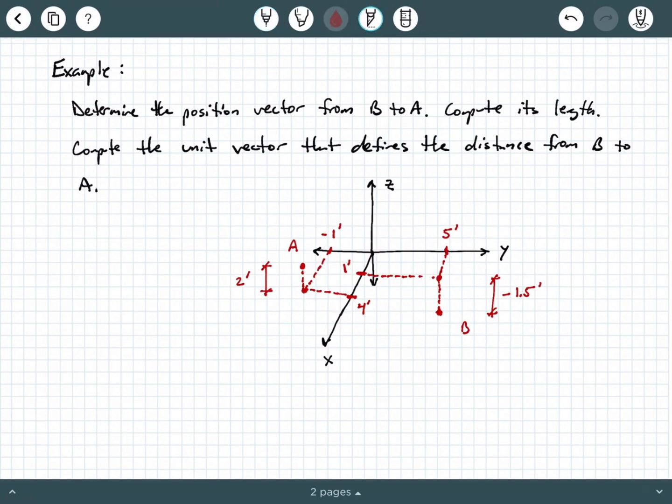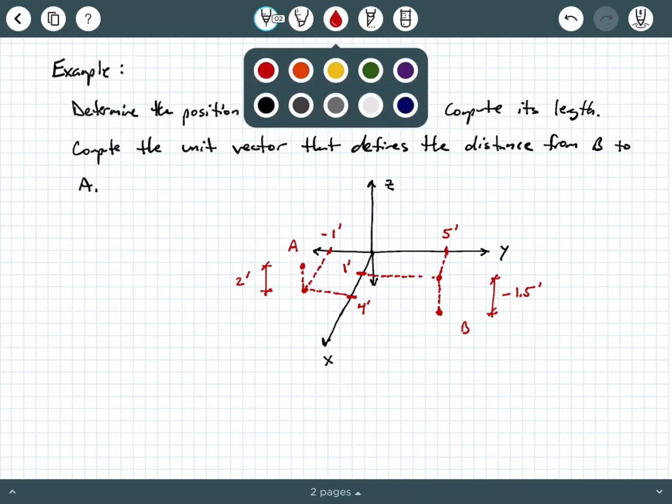Just to point out, this point right here is like the shadow of point A on the XY plane. This point right here is like the shadow of point B in the XY plane, where point B itself is in the negative Z direction, and point A itself is upwards in the positive Z direction, but in the negative Y direction.